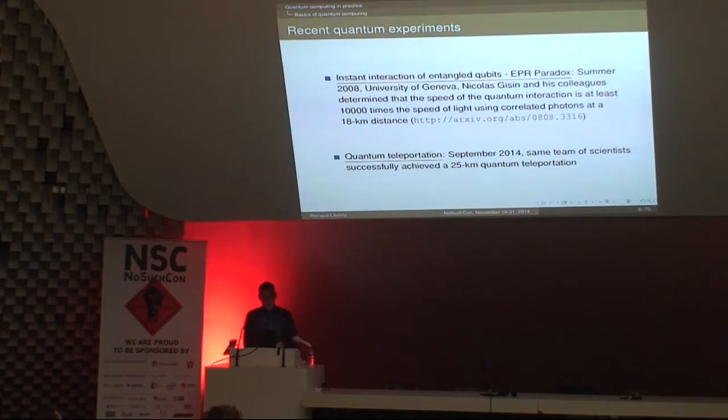And a second interesting experiment, this summer: the same team of scientists achieved a 25 kilometer quantum teleportation. That is to say, they transported a quantum state from one position to another. It's not instant, this time it's at the speed of light. They managed to copy a quantum state, but as copying is not possible, they destroyed the first one and recreated the quantum state at another position. So this doesn't violate the quantum principles, once again.